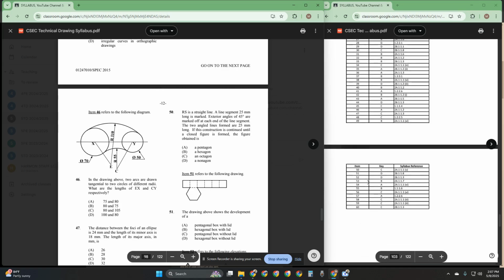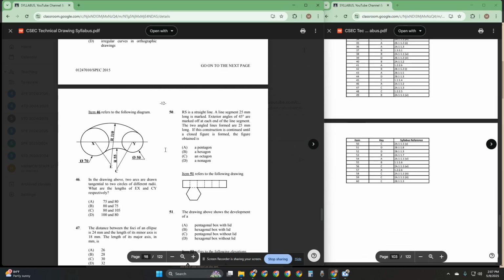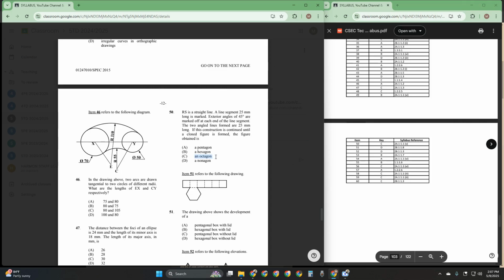Number 50, the answer is C. They say an octagon, which is a 2-dimensional shape with 8 sides.